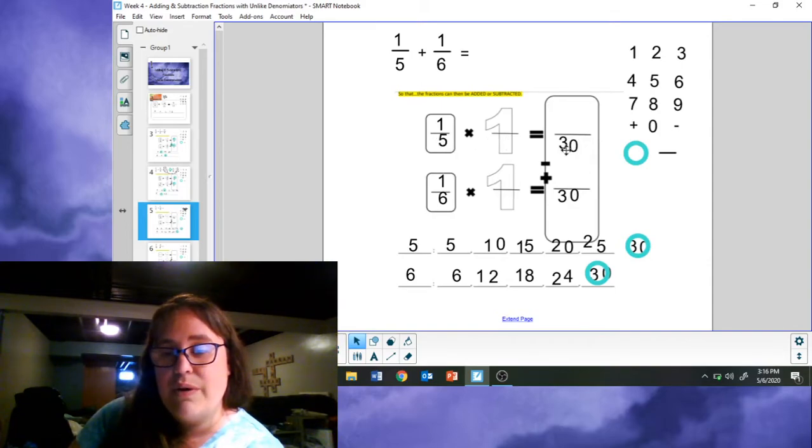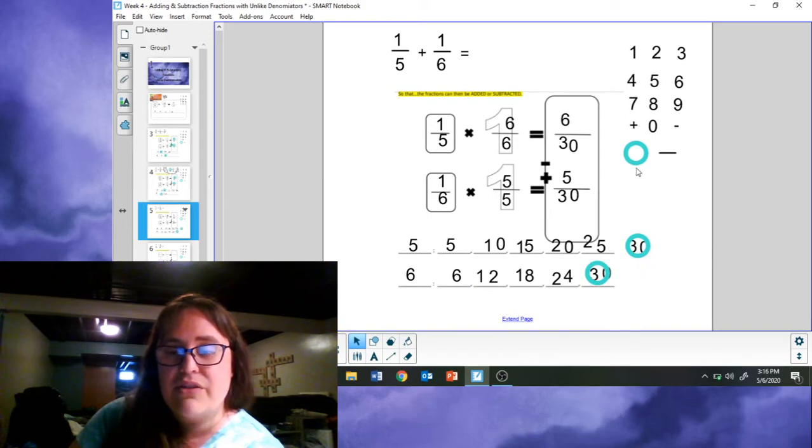So 5 times what gave us 30? 1, 2, 3, 4, 5, 6. 6 over 6 is our form of 1. 1 times 6 is 6. 6 times what gives you 30? Times 1, times 2, times 3, times 4, times 5. Or again, your multiplication chart. 5 over 5 is your form of 1. 1 times 5 is 5.